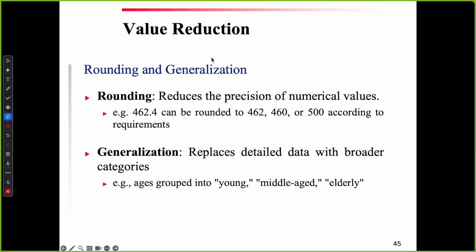And it's especially useful when storing detailed values doesn't add much to your predictive power. That is, you don't care whether this young person is 20 years old or 25 or 29, right? What you care about is that this is a young person or a middle-aged one. So if your detailed values do not add much to your predictive power, then it doesn't make sense.